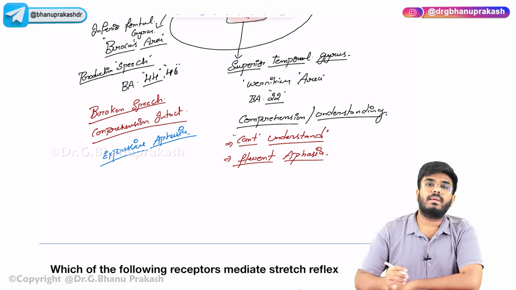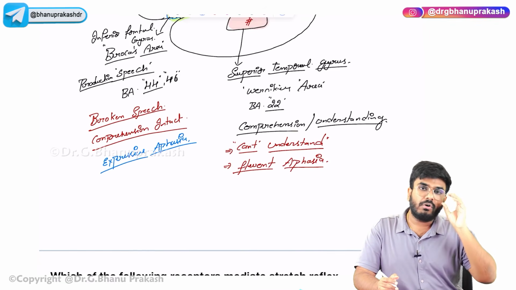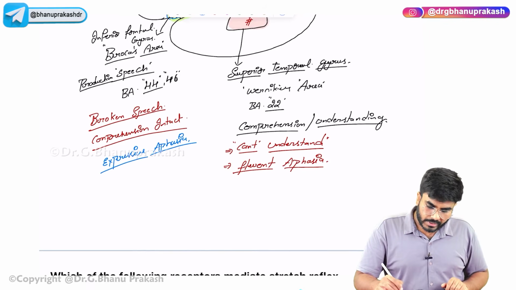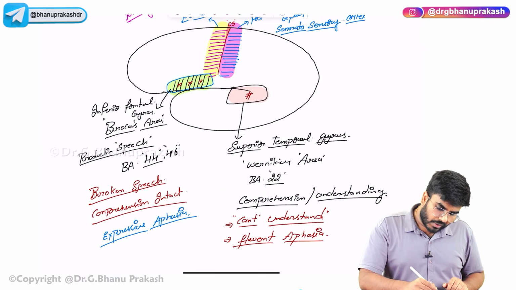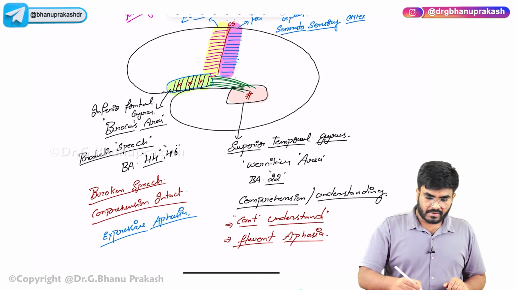Means he is having problem with the expression of his thoughts. Okay, he knows what he wants to speak, but he couldn't speak because this area is damaged. Okay, now one more important point which I want you to know, these both areas are connected with the help of these fibers.